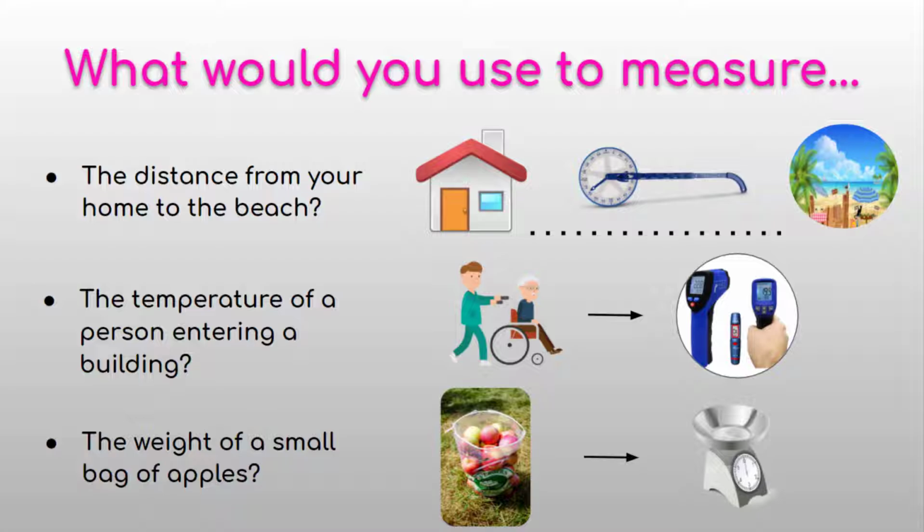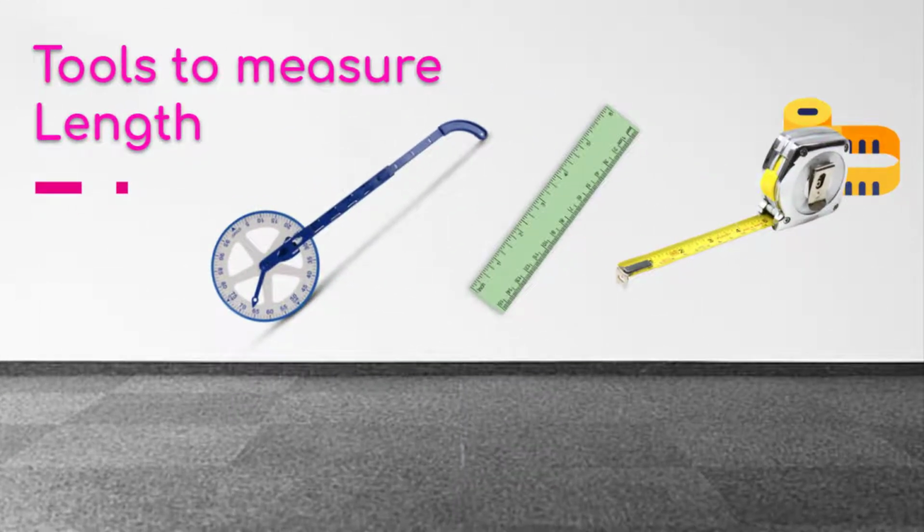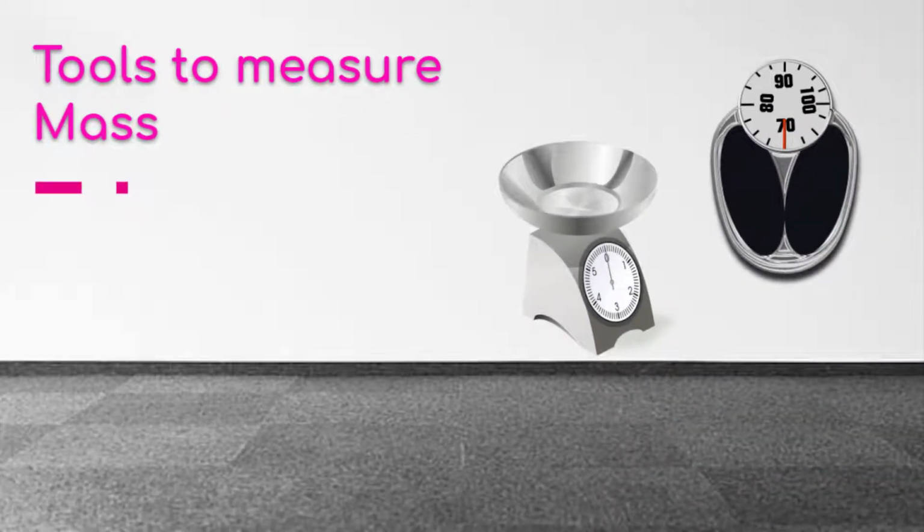Now, let us recap. When measuring length, small distances can be measured with a 30 centimeter ruler. Distances in meters can be measured with a tape measure or a measuring tape, and very long distances in kilometers can be measured using a chunder wheel. When measuring mass, we can use a kitchen scale for things in the kitchen or at the market, and a bathroom scale to weigh ourselves.